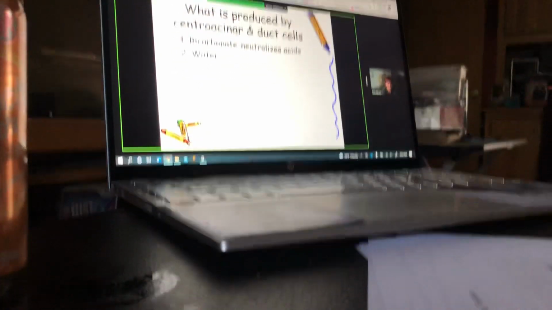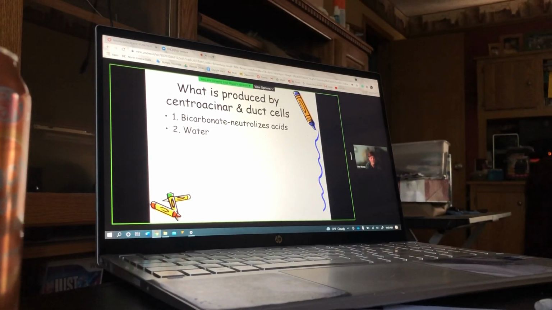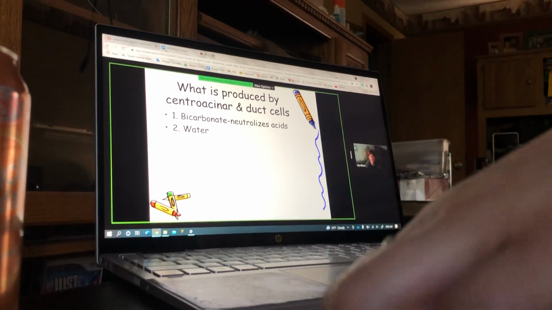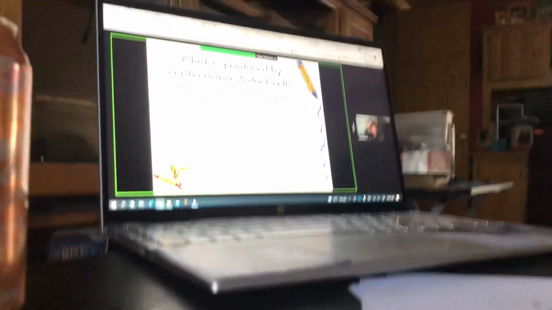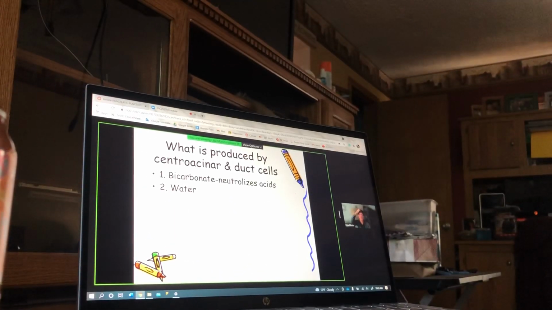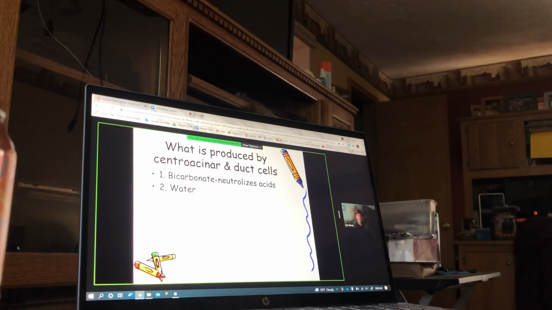water. So what's its function? Its function is it neutralizes. So when you have acid production in the stomach, from you smelling food, seeing food, tasting food, you get a production of bicarbonate and water. It migrates itself back up towards the stomach, and it neutralizes acids.